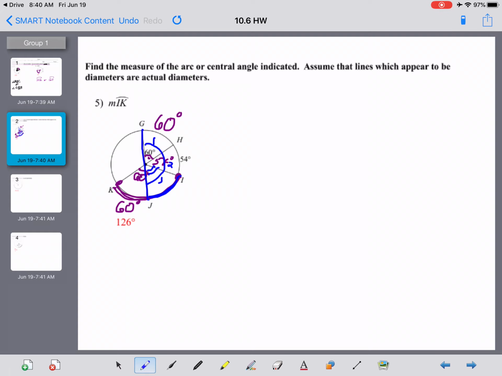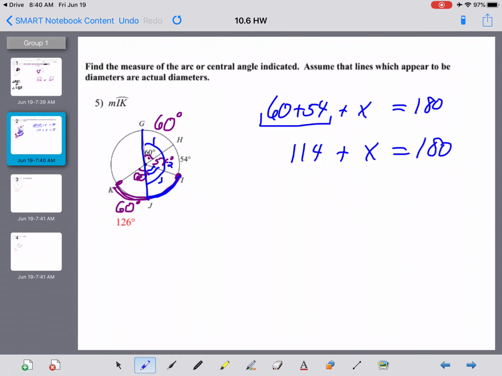So if I said something like 60 plus 54 plus x, that maybe being our unknown angle right there, if that sum was 180, let's see what we've got. Putting those two together, I'd get 114 plus x is equal to 180, and then subtract that 114 from both sides, and we'd get x is equal to 66. So that 66, I got a lot of mess going on right here, is the measure of this angle, and it's also the measure of this arc right here.